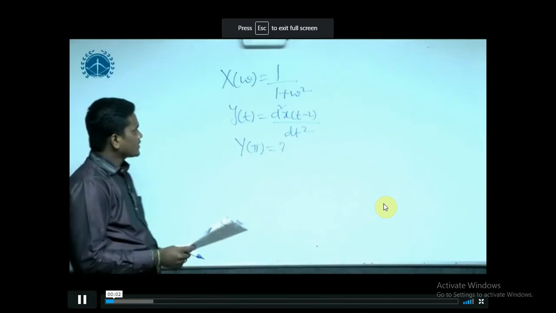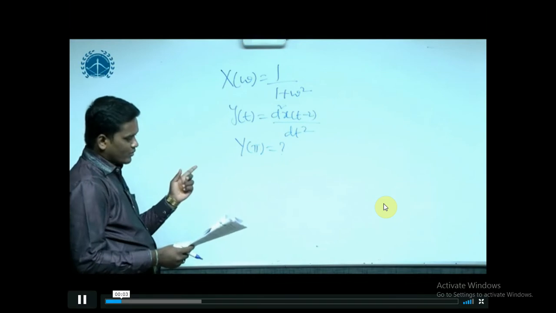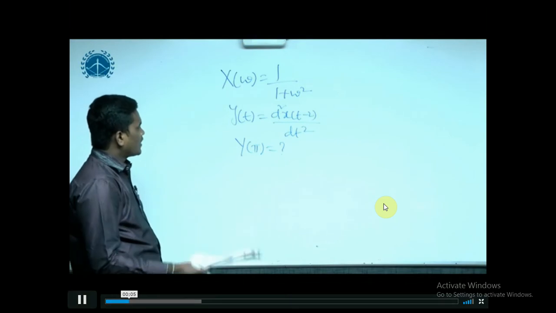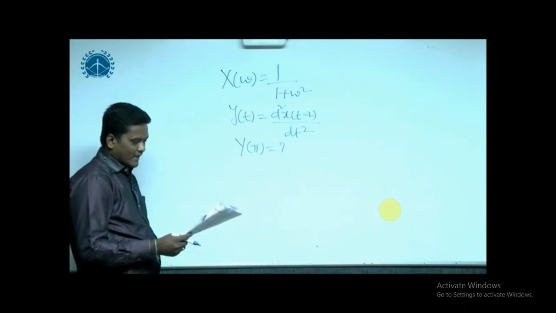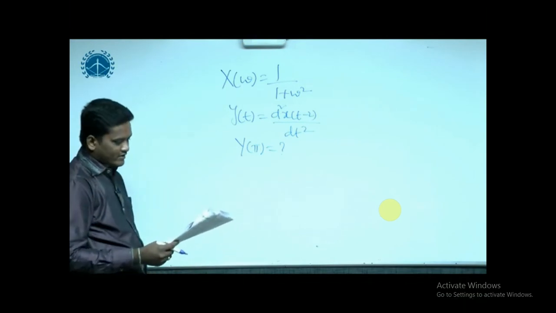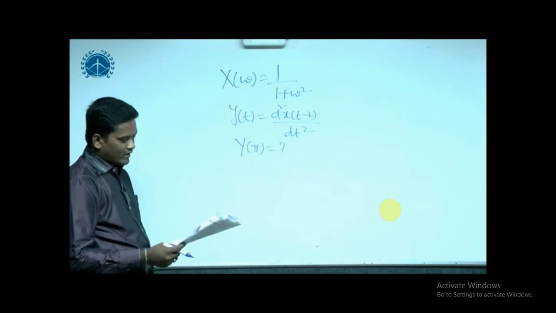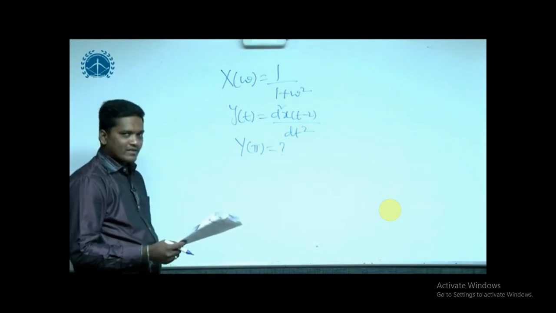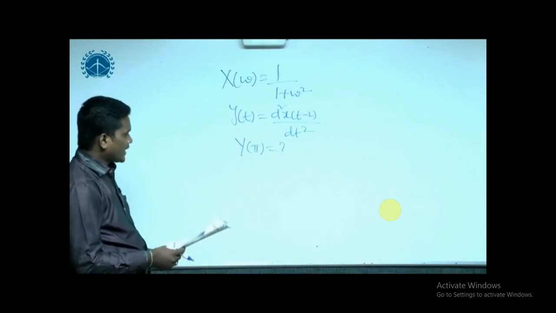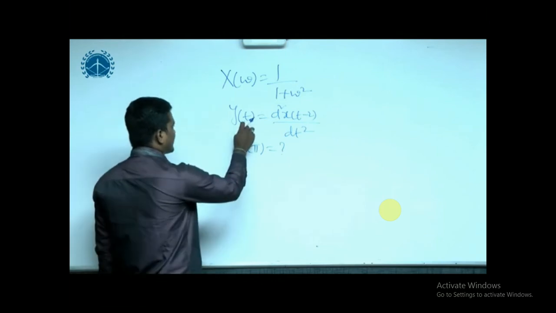The question is, x of t has Fourier transform X of omega given as 1 by 1 plus omega square, and the relationship between y of t and x of t is y of t equals d square by dt square of x of t minus 2. Then what is the value of capital Y of pi? So first find the Fourier transform of this signal.